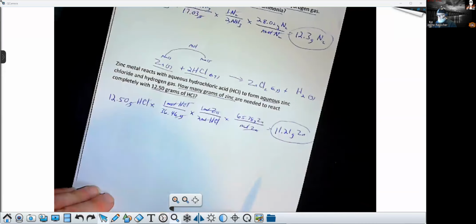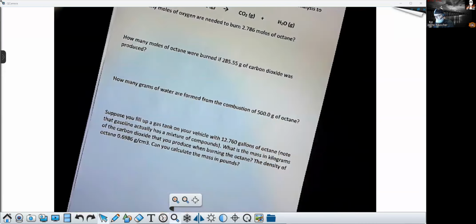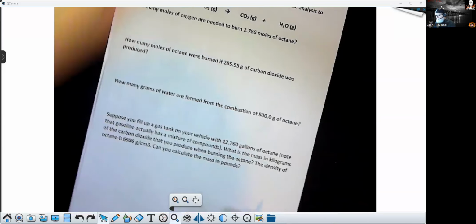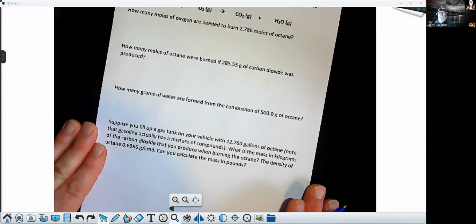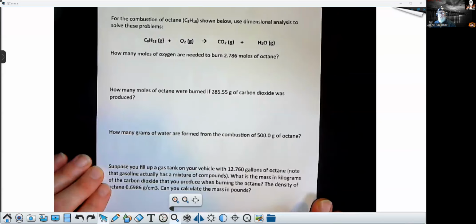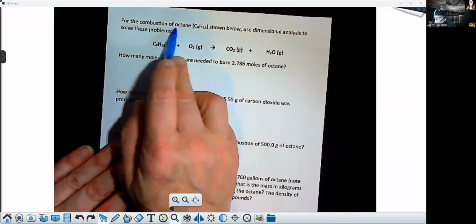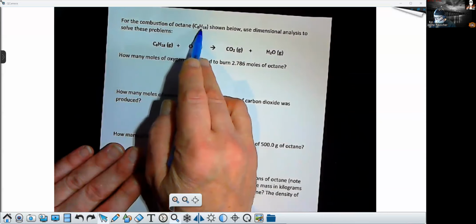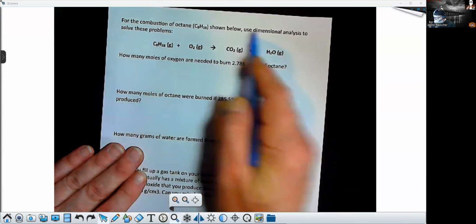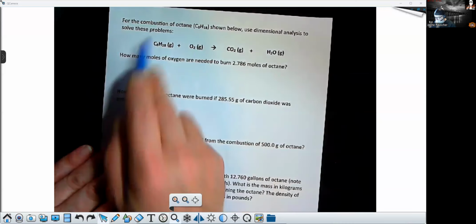All right, let's go ahead and do this last page here. I think after this, you guys should understand all of this stuff and how to do it. So, for the combustion of octane, C8H18, shown below, use dimensional analysis to solve these problems.